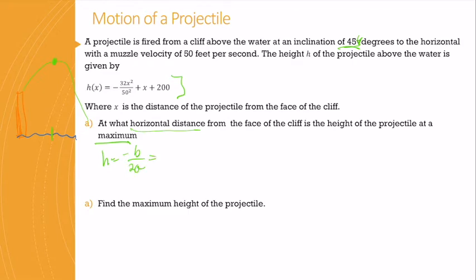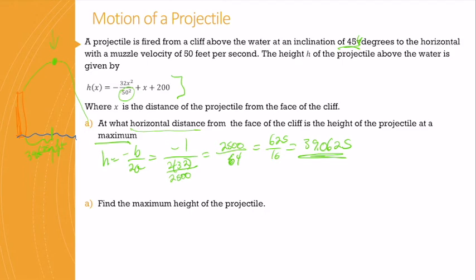Well, this gives me negative 1 over negative 32 divided by 50 squared, which is 2,500. Let's just write it like that. So I'm going to get a positive 2,500 over 2 times 32, so over 64. And that's going to give me 625 sixteenths, which is 39.0625. Okay, so that is the distance from our cliff, 39.0625 feet, where my projectile reaches its peak.